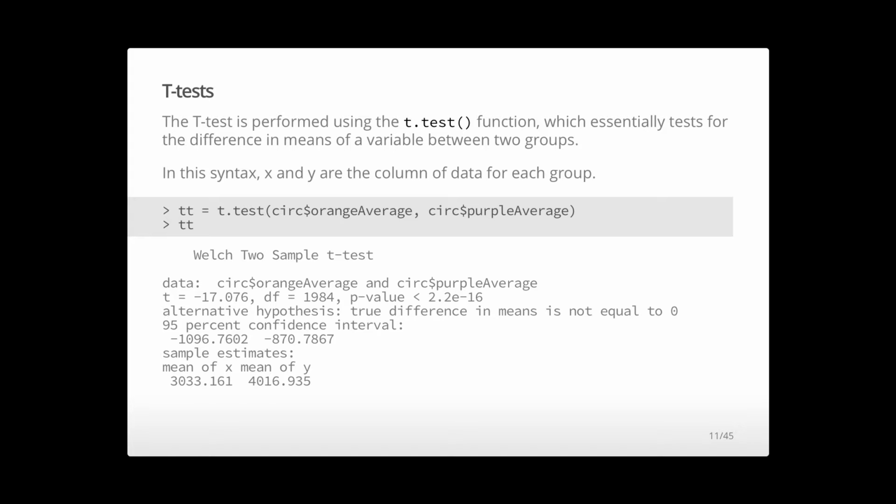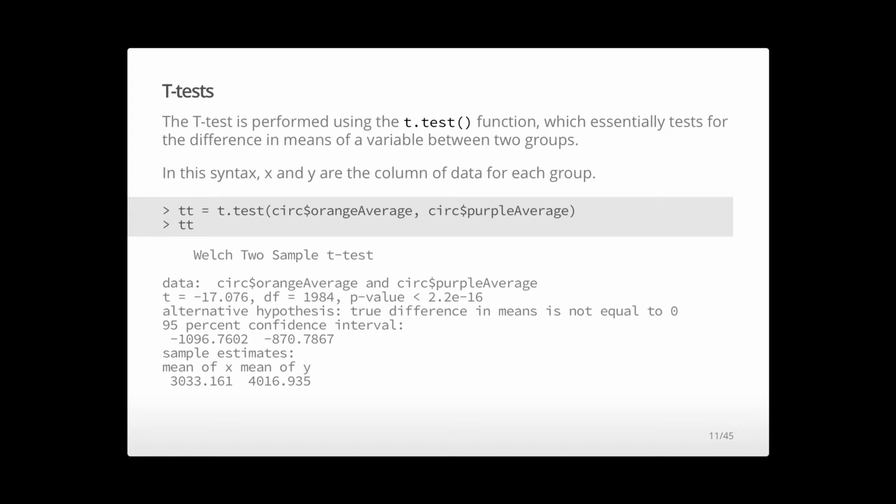t.test has a different syntax than cor.test, but the outputs are very similar. With t.test, you can give it two vectors: orange average, purple average. It gets means, standard deviations. Note, if you don't tell it it's paired, it's not a paired test. It does a two-sample t-test. And it'll tell you right here.